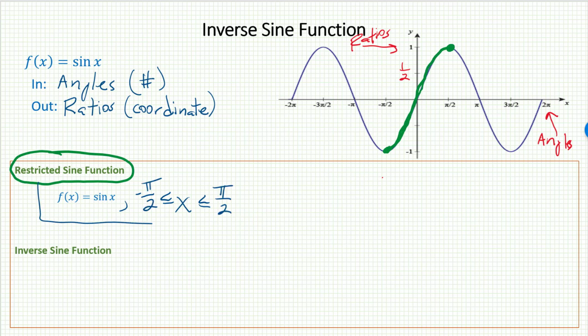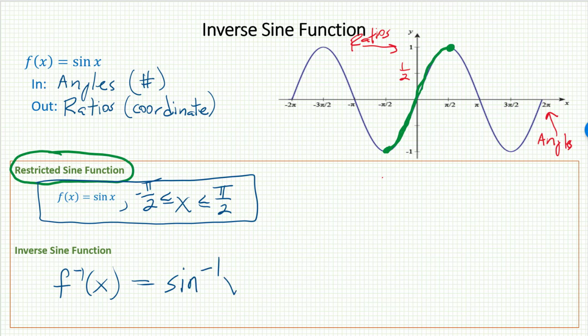Well, this function does have an inverse, and that is what we will call the inverse sine function. We write f inverse x, and then there are two notations for the inverse sine function. One way is to write sine inverse of x. Another equivalent way is to write arc sine x. Both mean exactly the same thing. This is the inverse function of the restricted sine function.